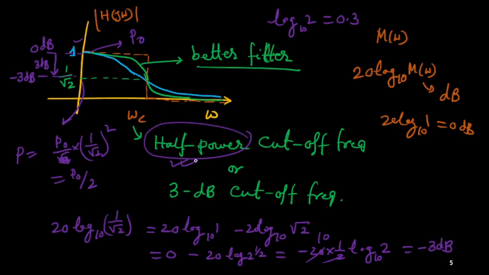So this is the basic concept of the filter's cutoff frequency. Half power cutoff frequency and 3 dB cutoff frequency, very very important. Now the next concern is how to design this kind of low pass filter using an RC circuit or RL circuit. So I will quickly discuss this. Lots of things are there.